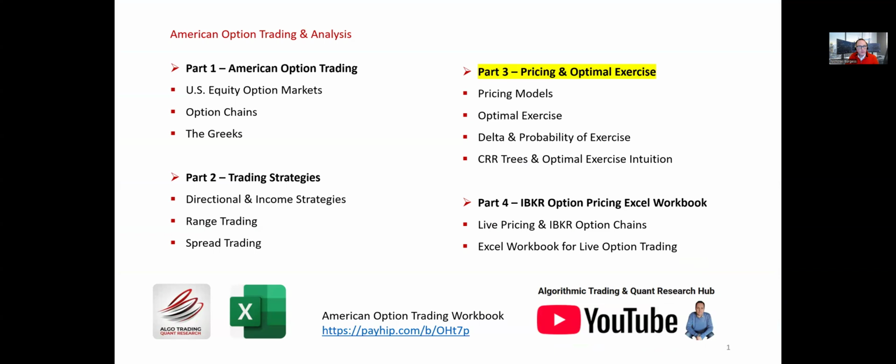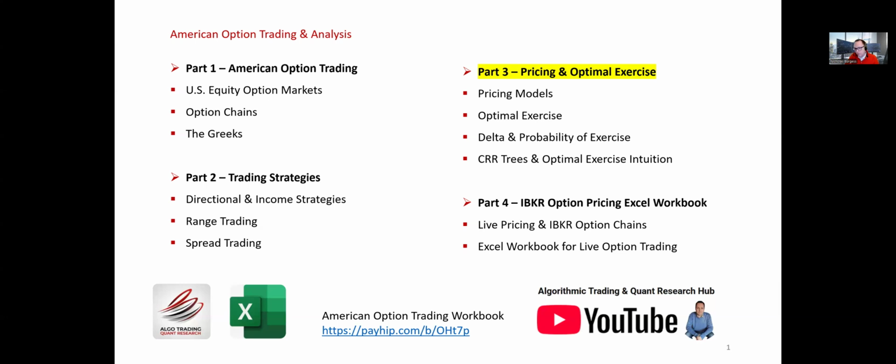So we've already talked about American option trading, where we looked at US equity option markets, how we price, how we trade, what the broker screens look like, option chains and the Greeks. We also discussed trading strategies. We looked at directional strategies, income strategies, range trading, spread trading. We looked at quite a lot of different strategies there and gave some live examples of trading as well. And in this section, we're going to talk about pricing and optimal exercise.